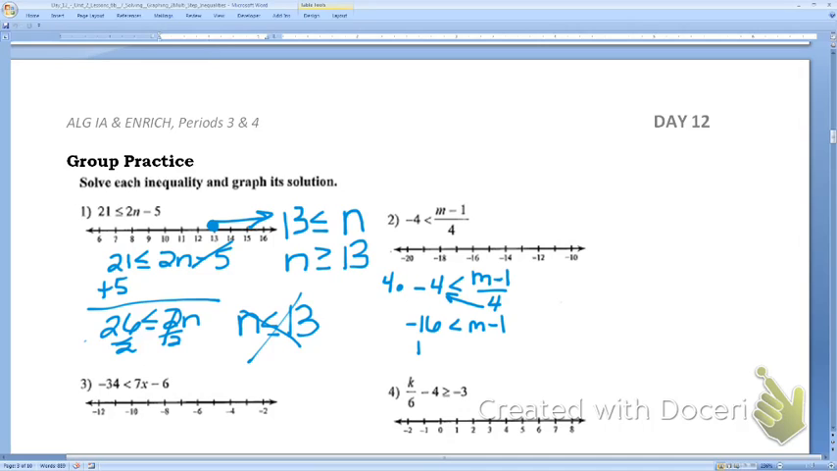Just recopy it. Combine my like terms by bringing that 1 over, so it cancels on this side. So m is, the inequality does not change directions. Negative 15. Or I can rewrite it as m is greater than negative 15, just remembering to turn around my inequality symbol. I graph the endpoint, it stays open, and then points to the right.